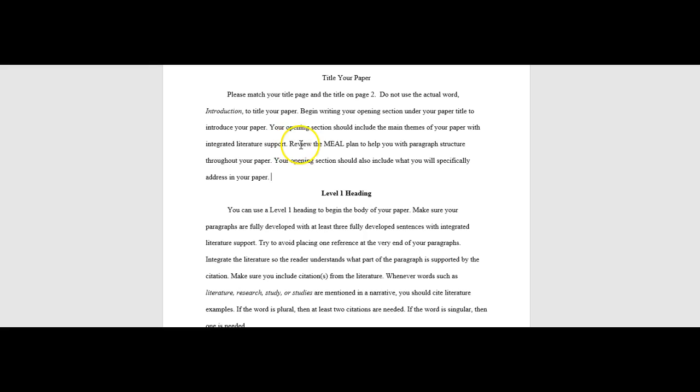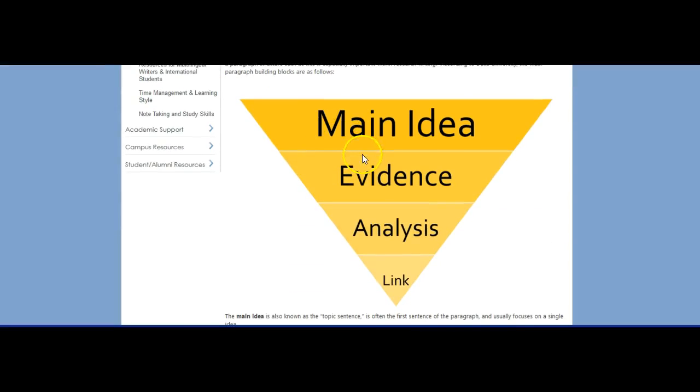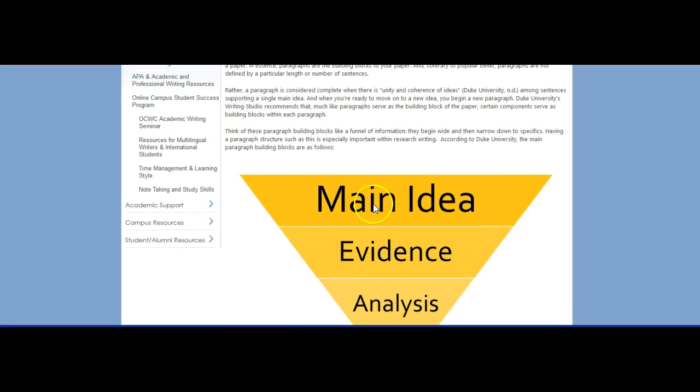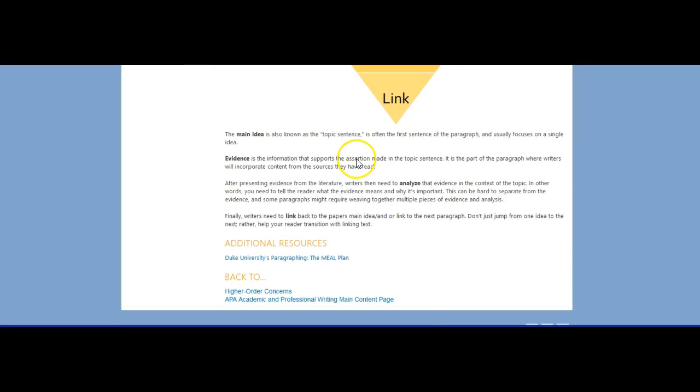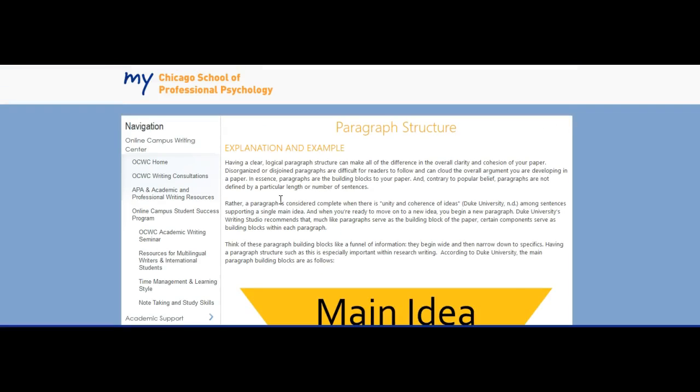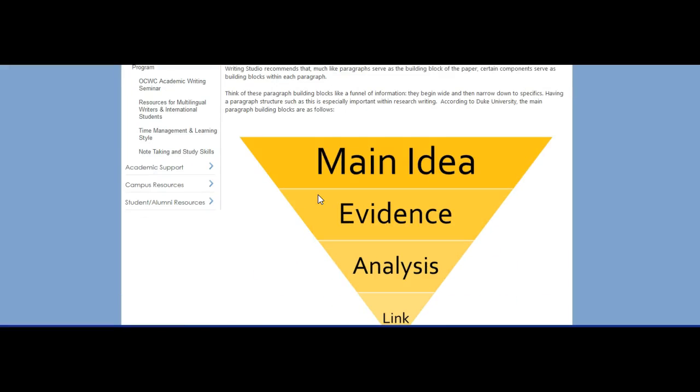Now, this template says review the meal plan. Composition teachers may recognize that term, and it refers to main idea, evidence, analysis, and link, MEAL. So every paragraph should have a main idea supported by evidence with some analysis, and then a link of all this together. So the meal plan is just making sure you have the topic sentence, the evidence, you analyze the evidence, and then you link it to the main idea. So that's just a general idea of how to develop paragraphs.